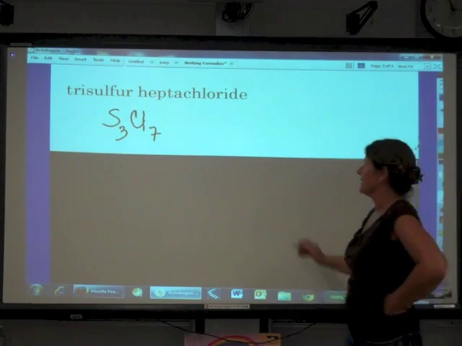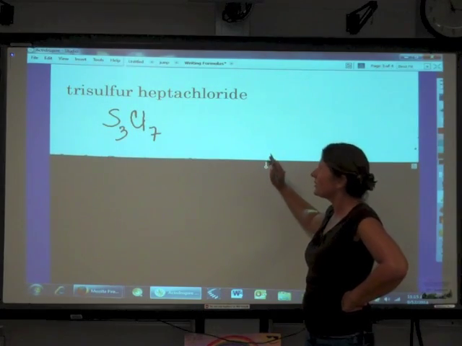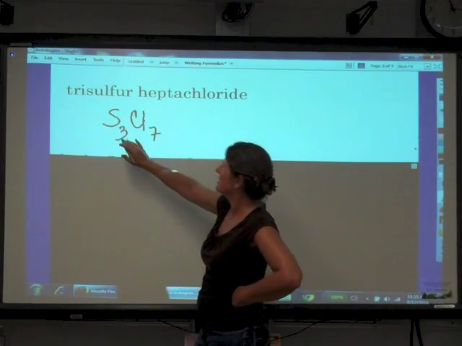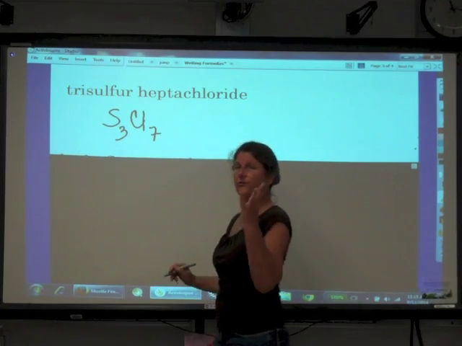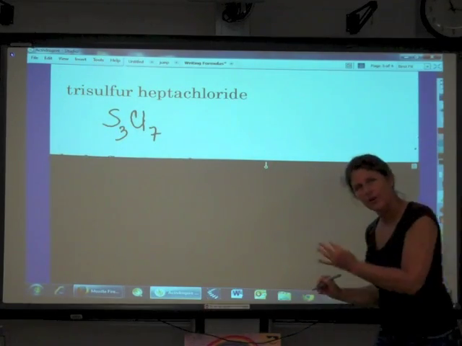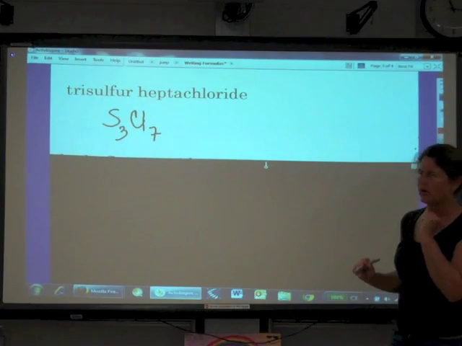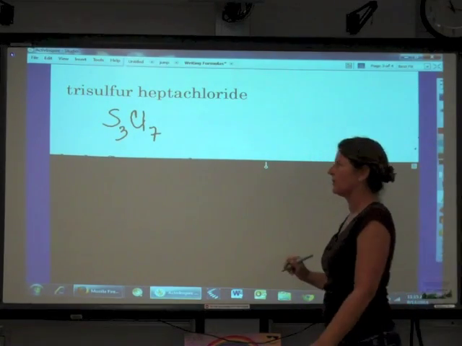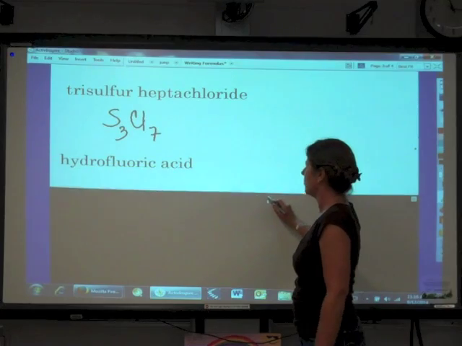Okay, let's go with the acids. So how do we know this is covalent? Again, because non-metal, non-metal. Our first 4 examples, metal, non-metals. We knew they were ionic. We know this is covalent, non-metal, non-metal. All right, let's do our last one.